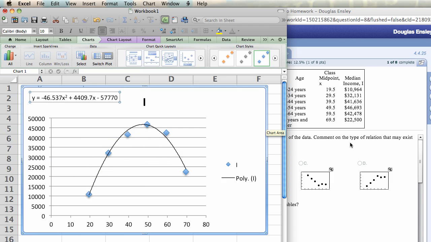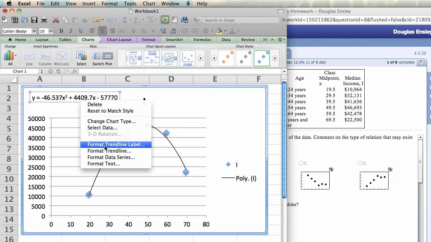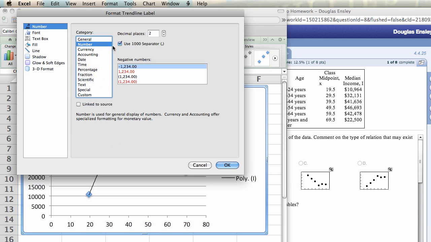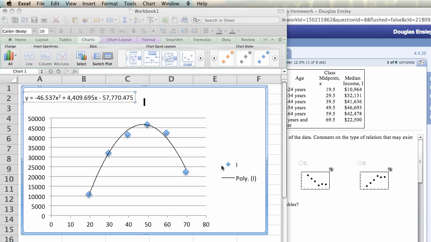I know from having done this problem once before that it actually asks me for these 3 coefficients of the polynomial each to 3 decimal places. So I'm going to have to change a setting to make that happen. So again, just right click on this label and you'll see that you have format trendline data. And so we're going to say the numbers in this label should be displayed to 3 decimal places. And again, I don't have to do that all the time. I just know in this MyLabs Plus question that that's going to be the way it asks. So you see each of the coefficients is given to that degree of accuracy.